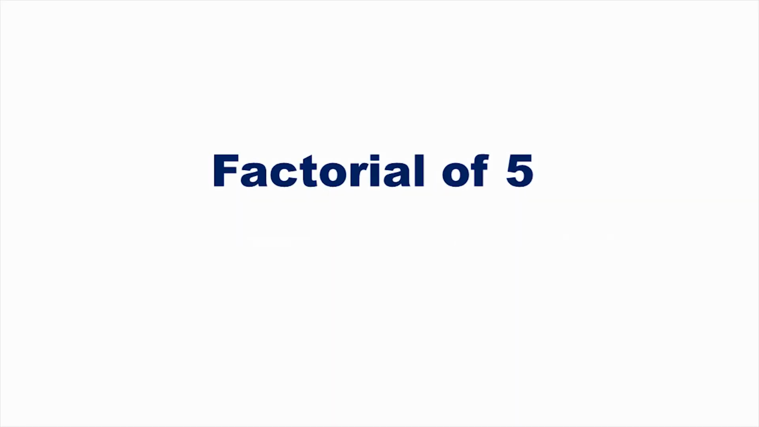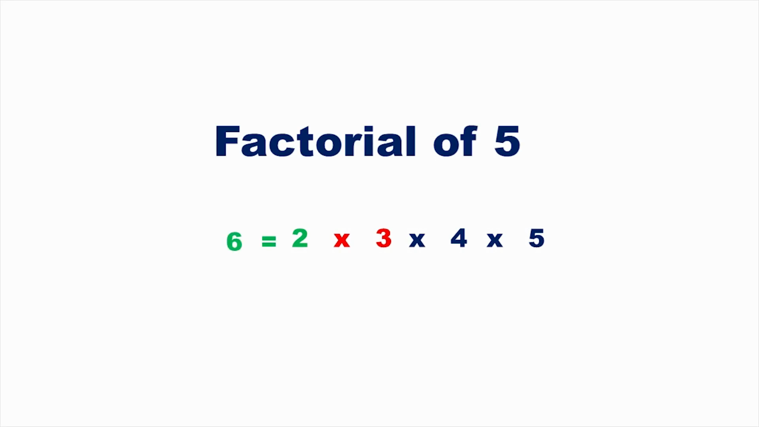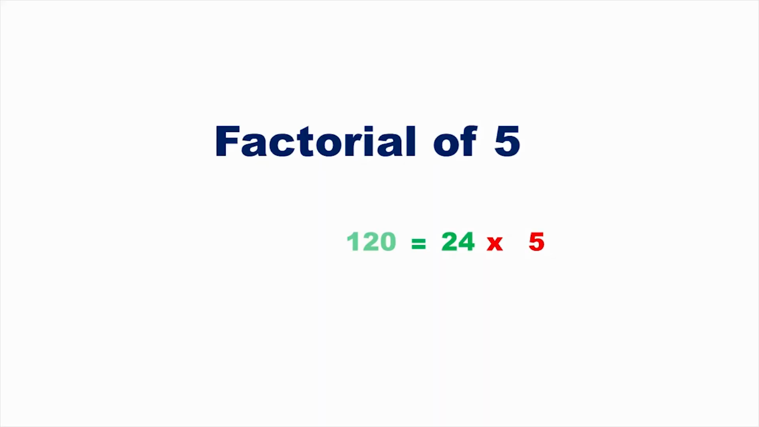Let us first take a specific example. Factorial of 5 is 1 into 2 into 3 into 4 into 5. To get the factorial, we will be multiplying two numbers at a time. 1 into 2 is equal to 2. Multiply the result with the next number. That is 2 into 3 is equal to 6. Then 6 into 4 is equal to 24. And finally 24 into 5 is equal to 120. That means the factorial of 5 is 120.